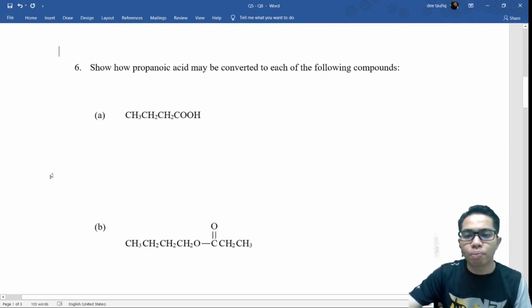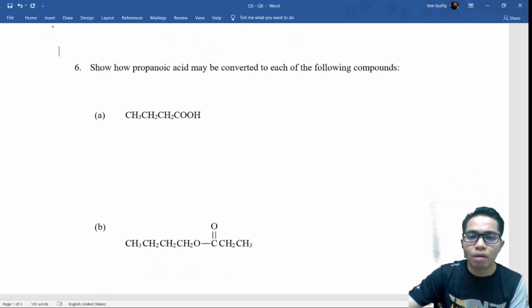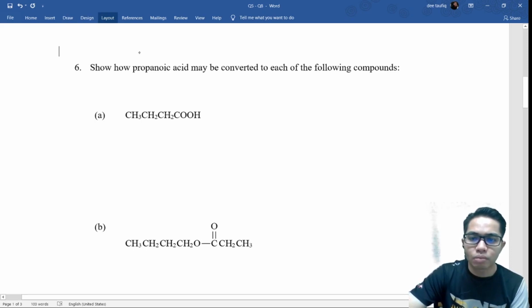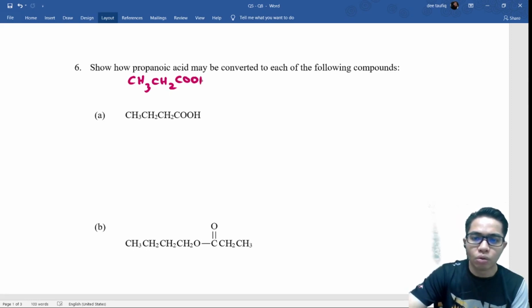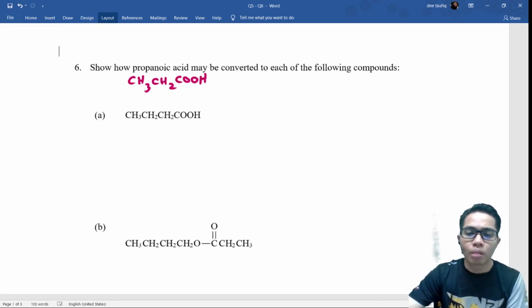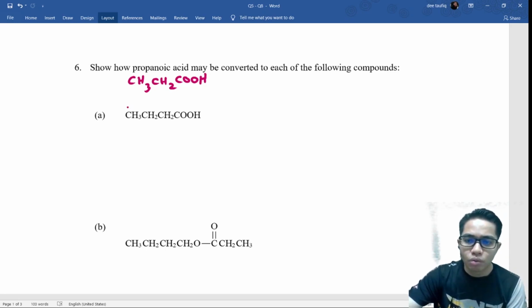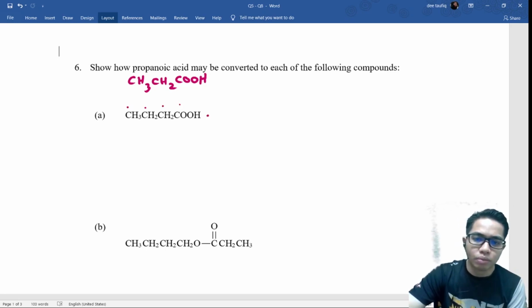Show how propanoic acid may be converted to each of the following. So propanoic acid, 3 carbon, CH3, CH2, COOH converted to, okay, so this is 1, 2, 3, 4. This is a butanoic acid.